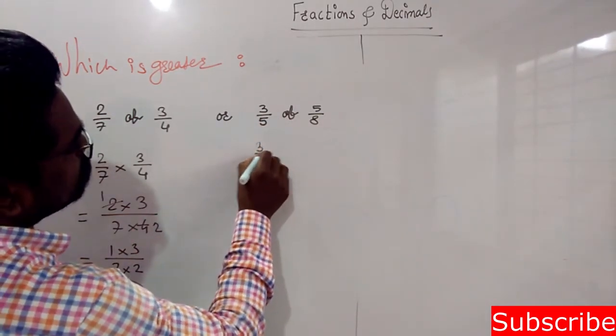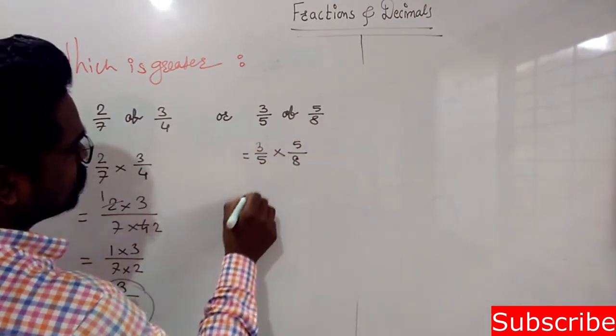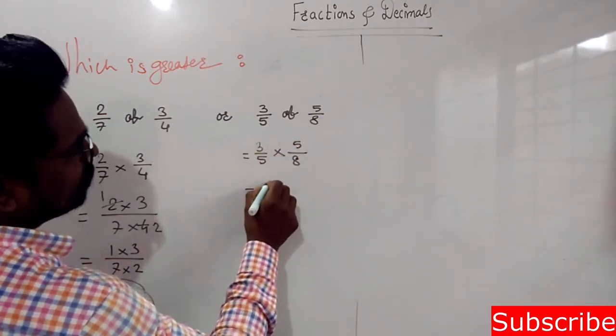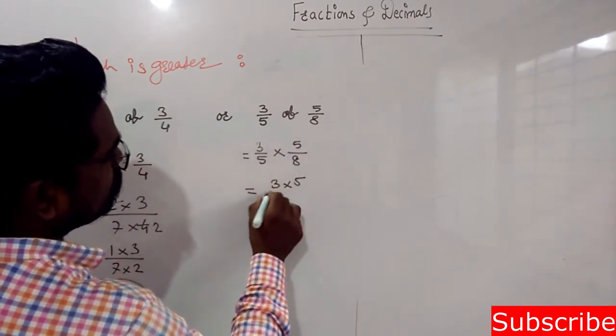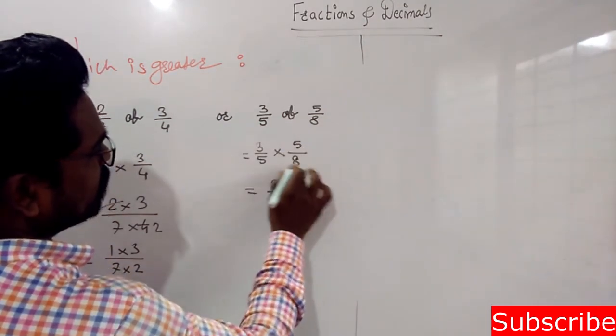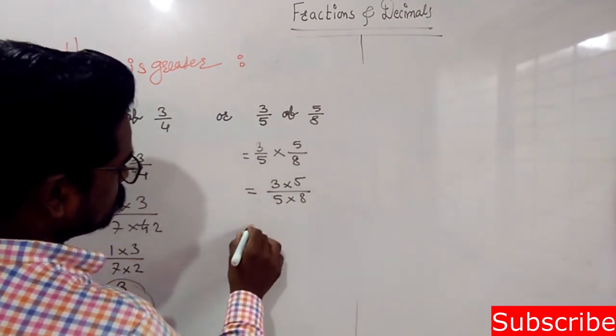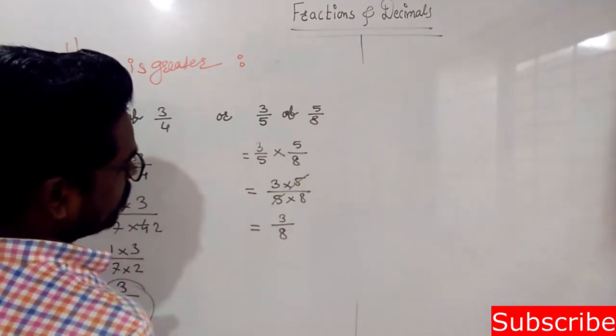3 by 5 of means into, divided by into 5 by 8, so it is equal to 3 by 5 into 5 by 8, that means 3 into 5 divided by 5 into 8. Multiplication of numerator in numerator and multiplication of denominator in denominator, so it is equal to, this 5 will get cancelled to each other, we will be left with 3 by 8.